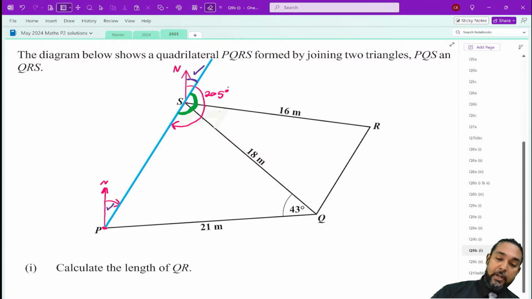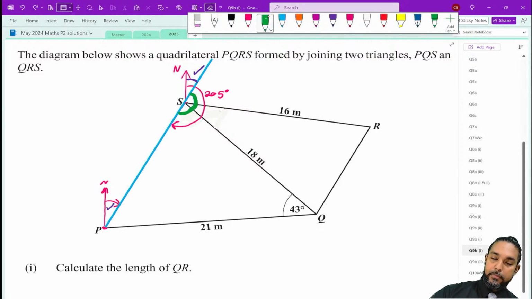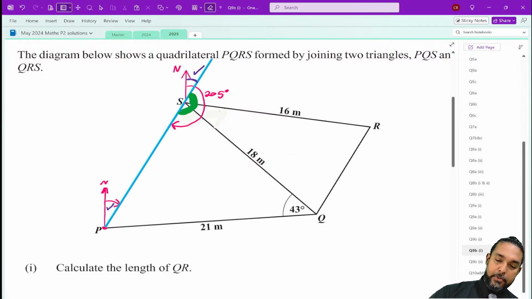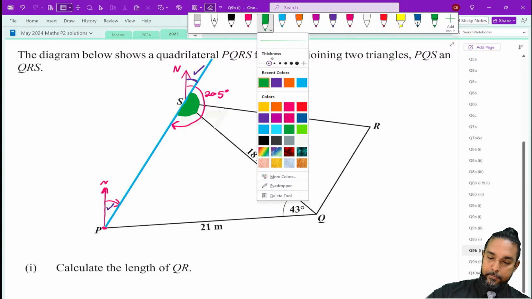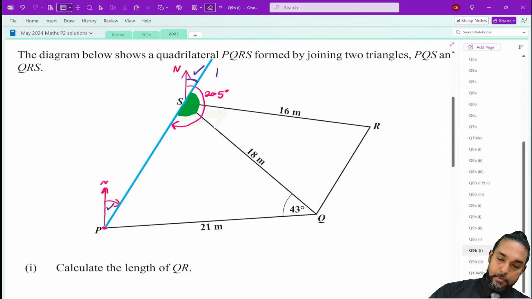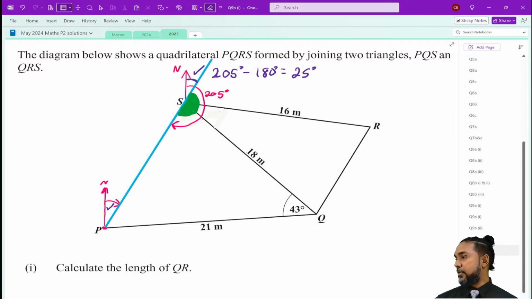If you think about it, the whole angle is 205, and we know the green portion. Let's color in the rest of the green portion. It's 180. So if you just take 180 from 205, you get 25. Not 280, it's 205, Christopher. So 205 degrees minus 180 is 25 degrees. So that's correct.